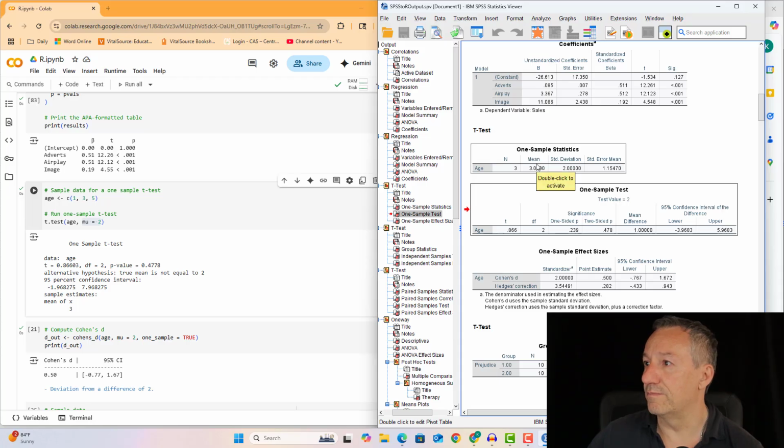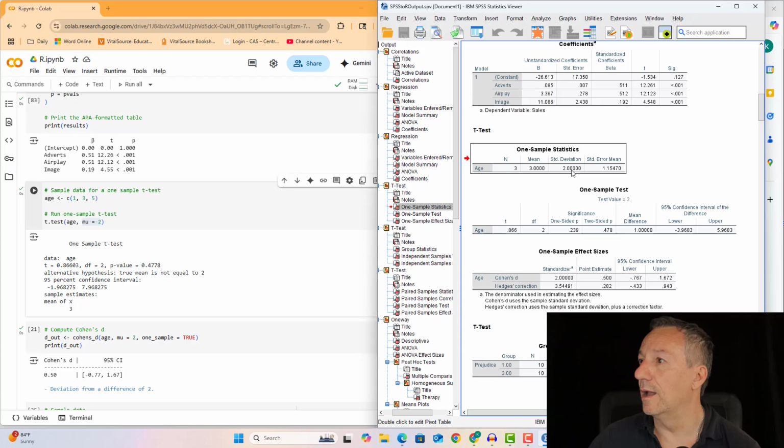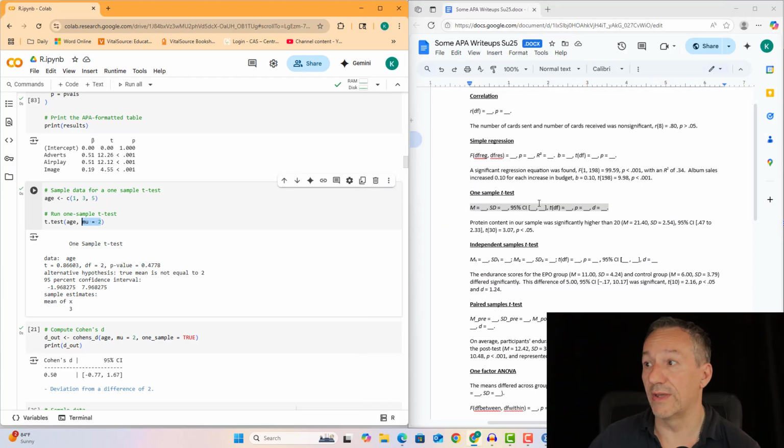And so our mean was 3. We're comparing 3 to 2. There's a mean difference of 1. You see it right there. Our confidence intervals, and then our Cohen's d is at 0.50, and our standard deviations are there also, which are all the things that we are going to report.